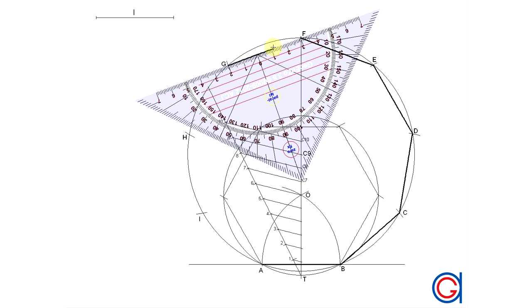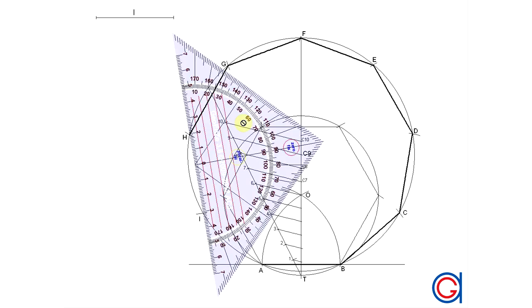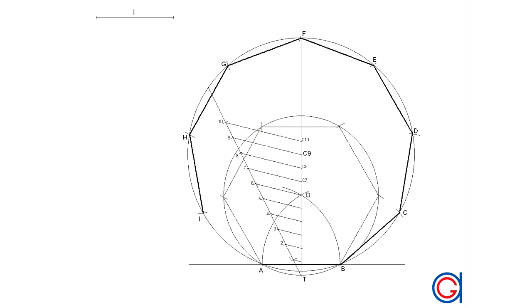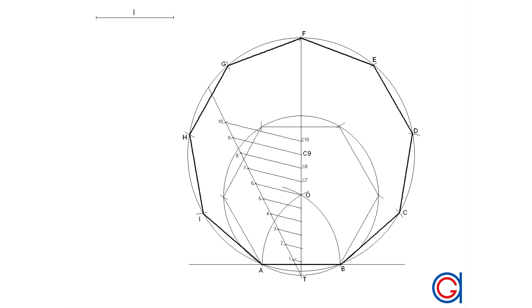from vertex G to F, from G to H, from H to I, and finally we will close our 9-sided polygon by joining vertices A to I. So now we have our 9-sided polygon given the length of one of its sides.